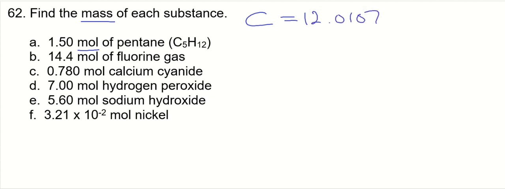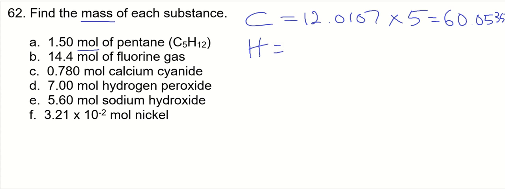12.0107 times 5. I feel like writing all the digits, maybe not. I gotta punch these in my calculator. 12.0107 times 5. All right, we got 60.0535. No room for the units. Grams per mole. All right, let's do hydrogen.